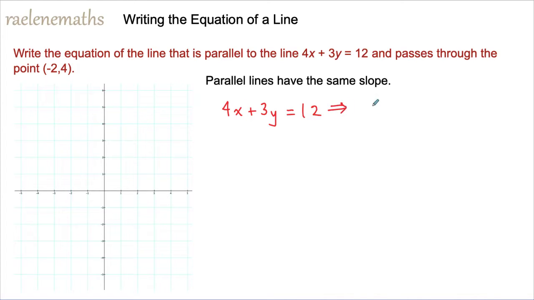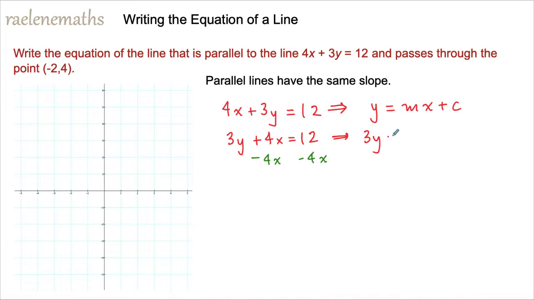So to rearrange for y equals mx plus c, we must isolate y, which means we must undo what's being done to it. We really have 3y plus 4x equal to 12, and so we see that we have to subtract 4x from both sides. When we do that, we get the rearranged version that 3y is equal to negative 4x plus 12.